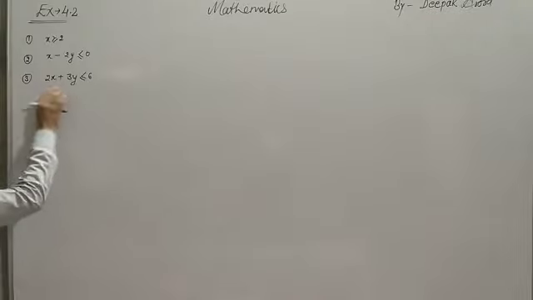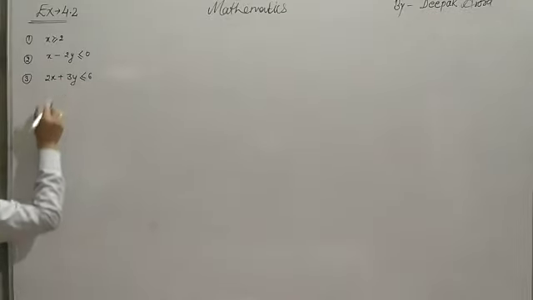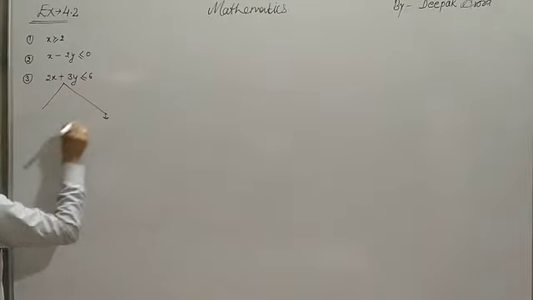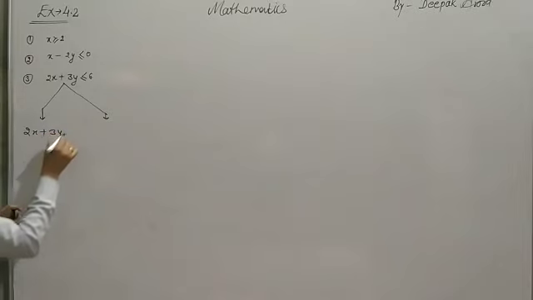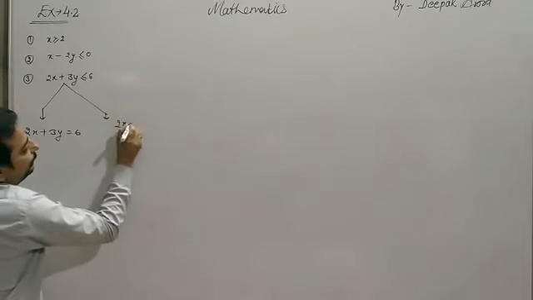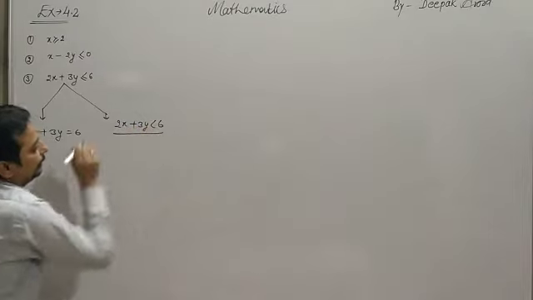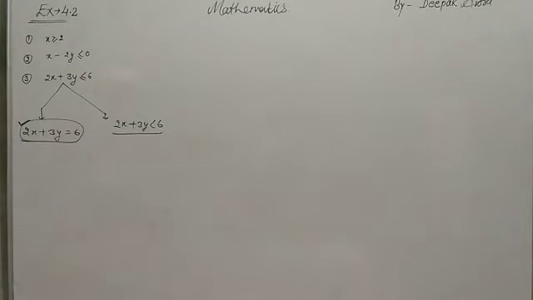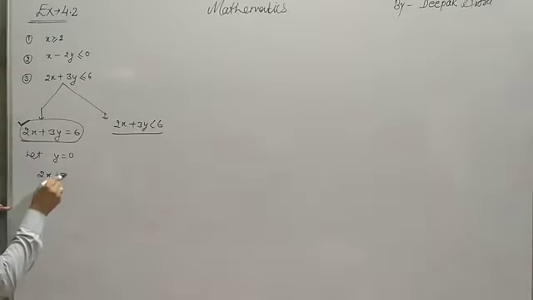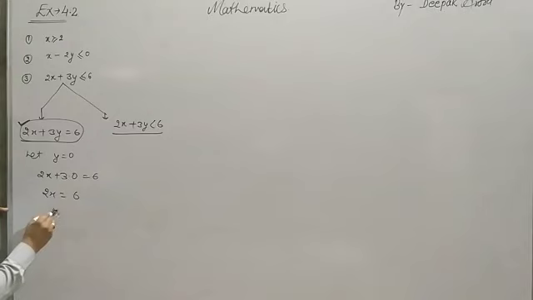Now we have the third part of the question: 2x plus 3y is less than or equal to 6. First of all, again we break it into two: 2x plus 3y is equal to 6 and 2x plus 3y is less than 6. First we make a line from 2x plus 3y equal to 6. Let y be 0. Then 2x plus 3 times 0 is equal to 6, so 2x is 6, then the x value will be 6 by 2, which is 3.